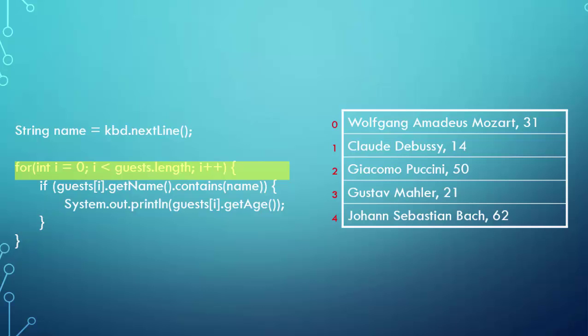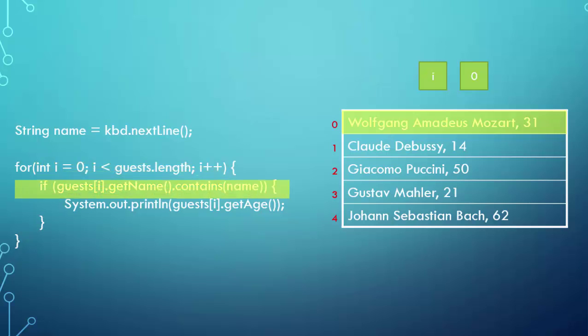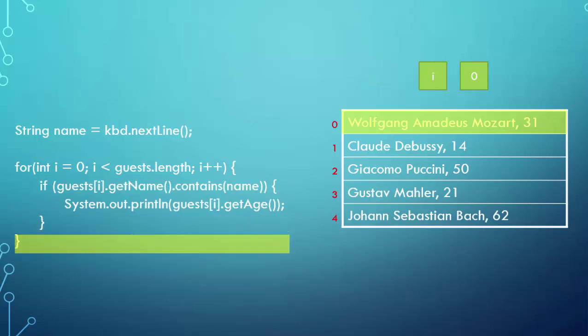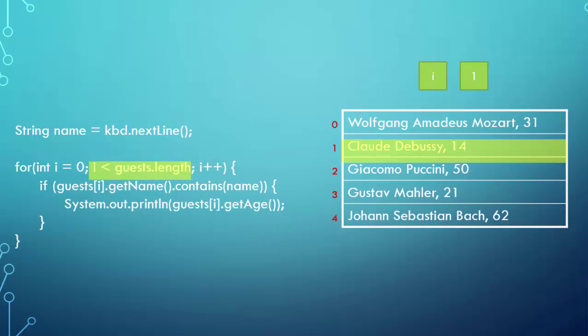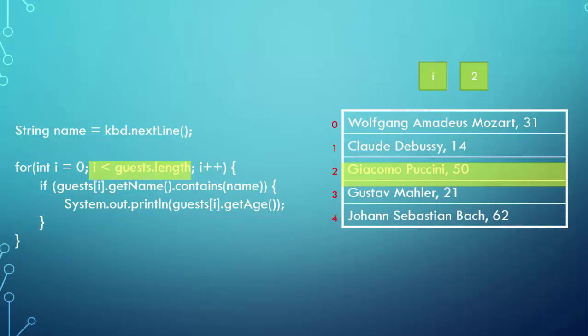And so we start our for loop. i is equal to 0. That is essentially like highlighting the first guest. And then we'll see, well, does the guest at spot 0 contain the word Puccini? It doesn't, so we'll skip over the if statement. We'll go back around through our for loop. And now we're looking at the guest at spot 1. Does the guest at spot 1 contain the name Puccini? It does not. So we'll skip the if statement and we'll go back around.